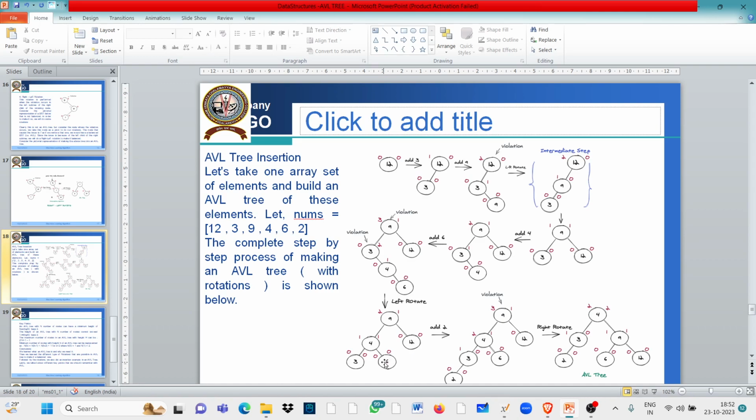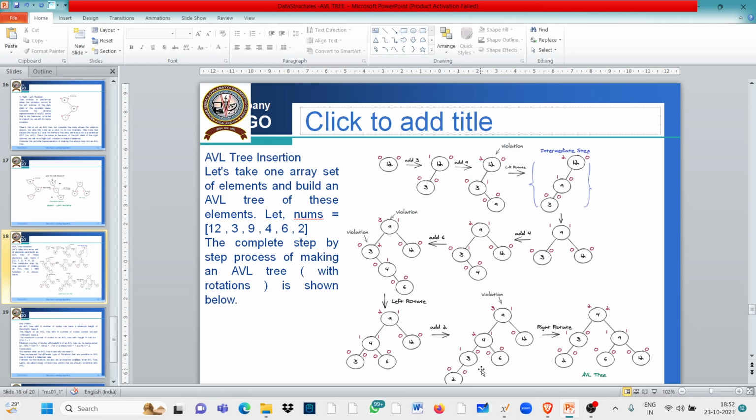Now checking it there, here it is 0 0, here also 0, here 1 1 0 0, here is 2 minus 1 1. So it is perfect, we don't have any problem. Then I need to add 2. When you add 2, so 2 is less than 9, it will come to the left, and 2 is less than 4, it will come to the left, and 2 is less than 3, it will come to the left. So it is there, now it is there.